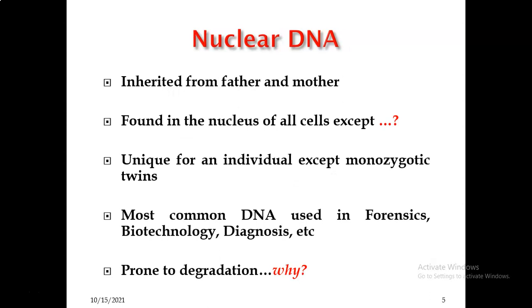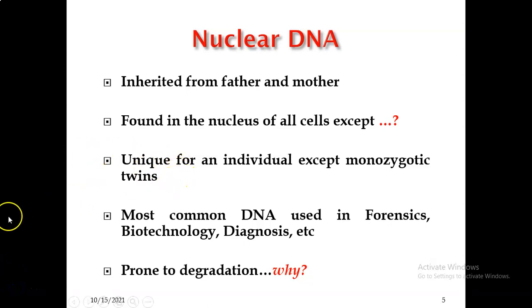Nuclear DNA, as we've already said, is inherited from both parents, father and mother. And it is found in the nucleus of all cells except... Can you help me answer this? We say nuclear DNA is found in the nucleus of all cells except one particular cell that doesn't have this nuclear DNA.